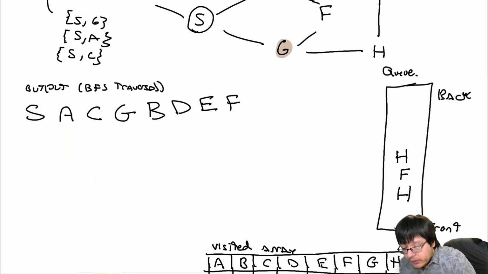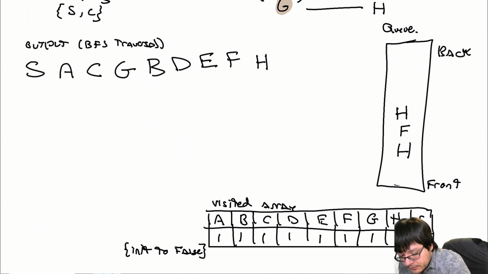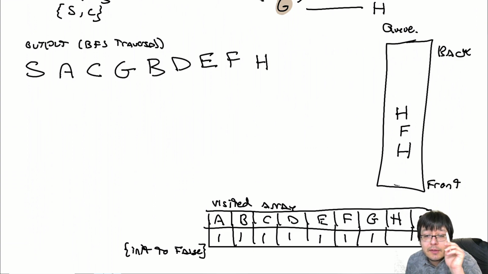Okay, so finally we got the H, so we DQ the H. If you want to be fancy, you could have the visited value in the vertex itself as a little flag. So when you DQ it, you can just check the vertex. If you're using the pointer system, you can check the vertex itself to see if it has been visited already. And then you could speed it up that way. So you could potentially make it constant time.